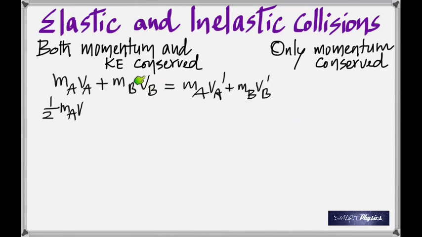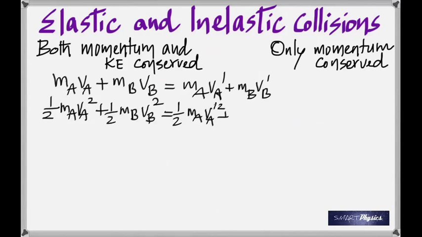Okay, so if we are looking at an elastic collision, kinetic energy is also conserved. And we know kinetic energy is 1/2 times mass times velocity squared, isn't it? So I'm going to apply the conservation of kinetic energy there. The kinetic energy of the first plus the kinetic energy of the second before is equal to the kinetic energy of the first after plus the kinetic energy of the second after. Okay, that makes sense. So I've written the conservation of momentum and the conservation of kinetic energy.